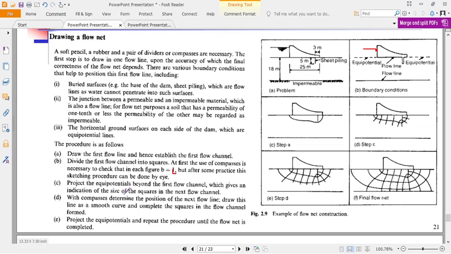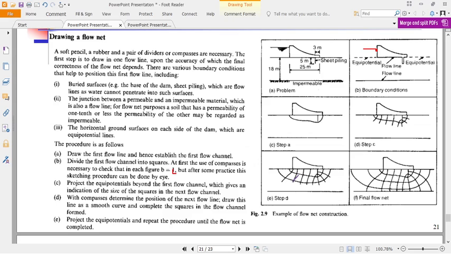It gives an indication of the size of a square in the next flow channel. So you can approximate a square here. Then you can come up with this other line, so that when you join this one and bring them down, you have a square. This length is equal to approximate.